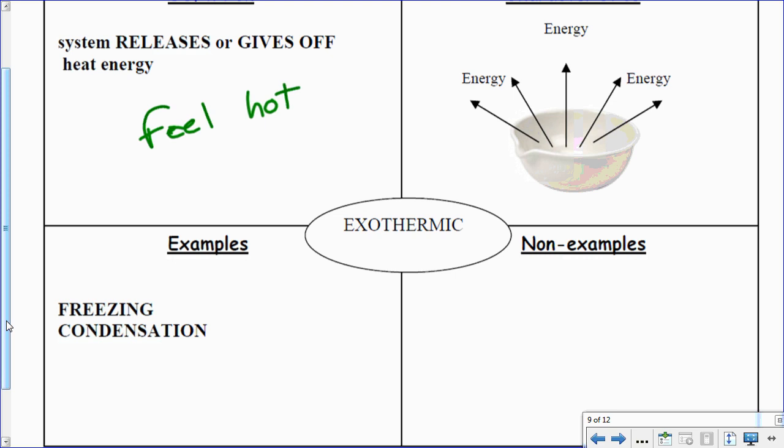But let's just think. In order to go from freezing, that is from a solid, I'm sorry, that's from a liquid to a solid. I'm going to go from a liquid to a solid. In order to do that, energy must leave the system. So energy leaves. Energy exits the system. Same with condensation when I go from a gas to a liquid. All right. The non-examples would be all endothermic reactions.